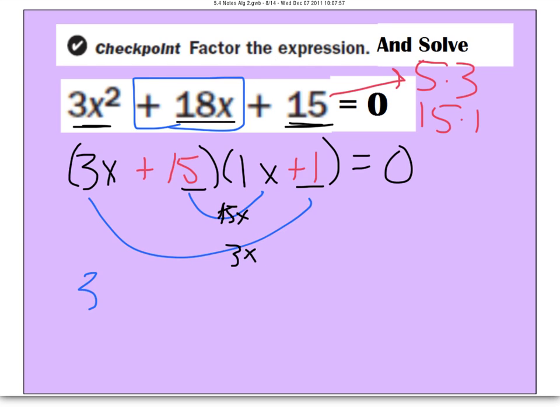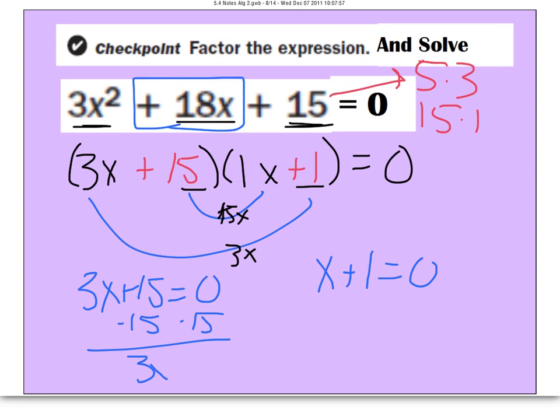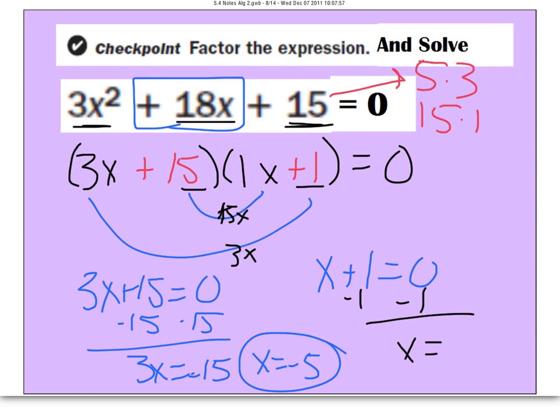Now let's take our two factors that we found, set them equal to 0, subtract 15, and divide by 3 on both sides. So this one will be x equals negative 5. This guy over here, just subtract the 1. x equals negative 1. So those are our two answers this time.